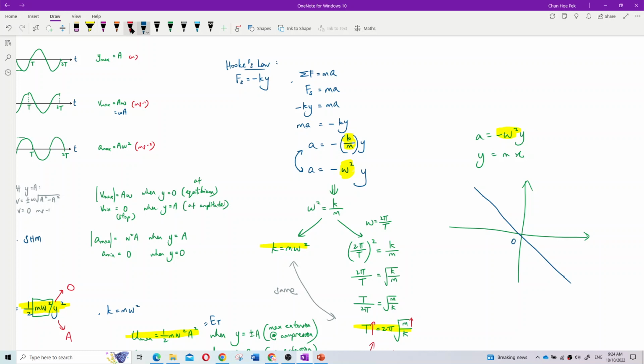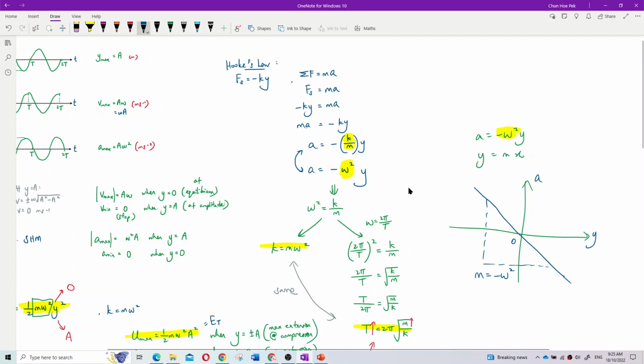Okay, so the gradient is negative omega squared. It's a linear graph, a negative gradient. In your class I teach a lot of things. I'm not sure whether it's necessary or not. So the gradient is negative, negative omega squared. So this is what the graph is supposed to look like.